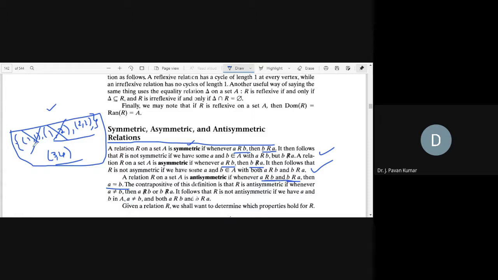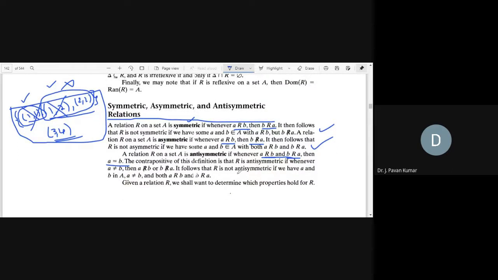Now consider the pairs A comma B: 1 comma 1, 1 comma 2, 2 comma 1, 3 comma 4. Is it antisymmetric or not? No, because 1 comma 2 and 2 comma 1 are there. It is a symmetric pair, but 1 is not equal to 2, so it is violating. Suppose you exclude these, and only 1 comma 1 and 3 comma 4 are there. Can we consider it antisymmetric? Yes, because this is the only symmetric pair and here 1 is equal to 1.